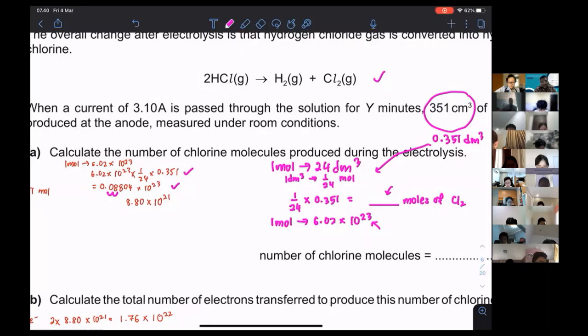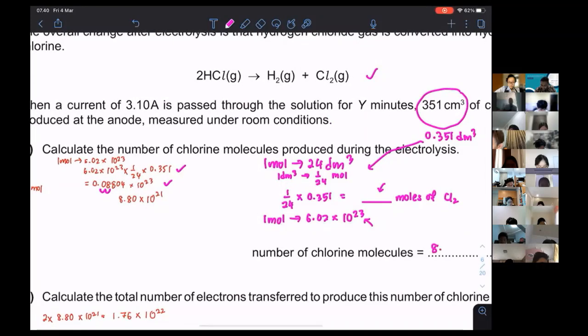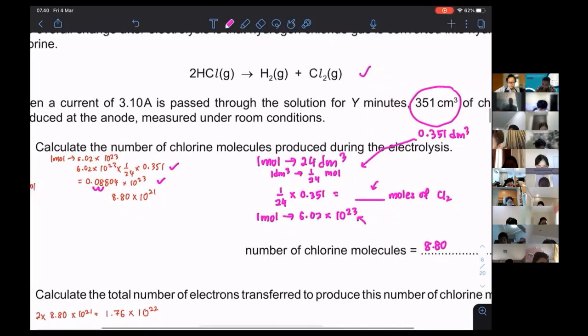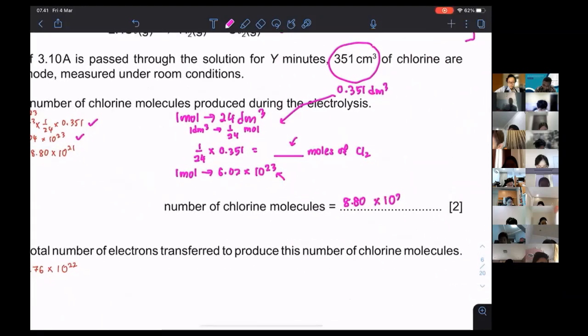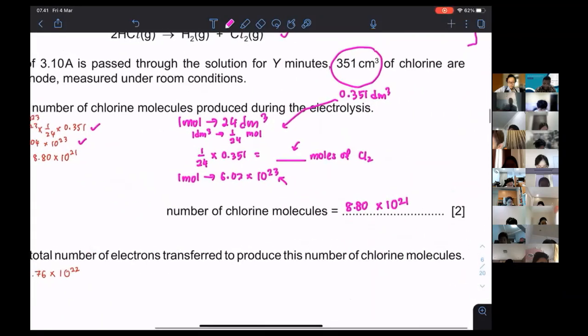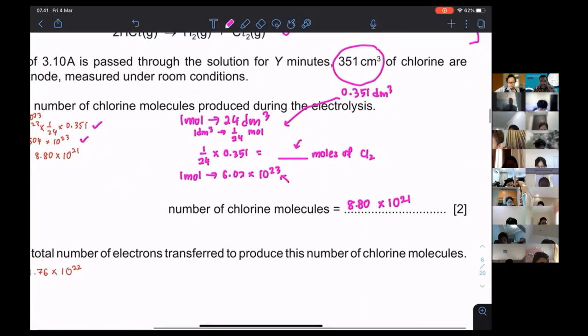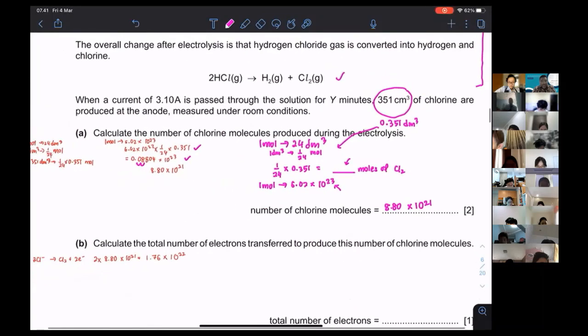8.80. I will use 3 significant figures, so 8.80 times 10 to the power of 21. Do remember it's a molecule. Sometimes they can change this question to number of chlorine atoms, then you still need to times another 2. So this is going to be molecules, so we just leave it like this.